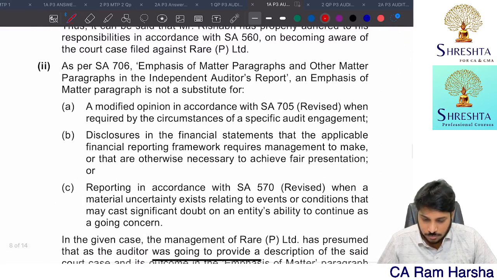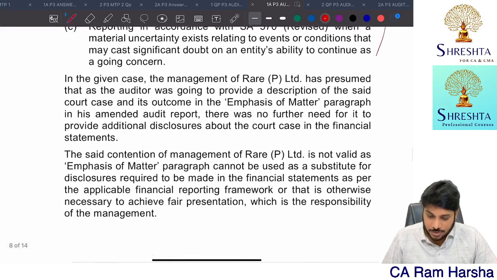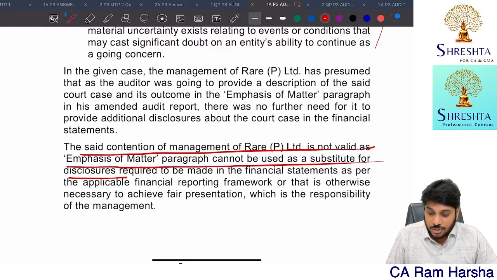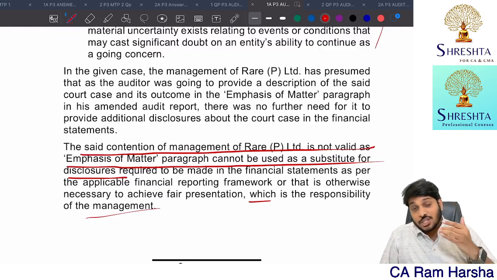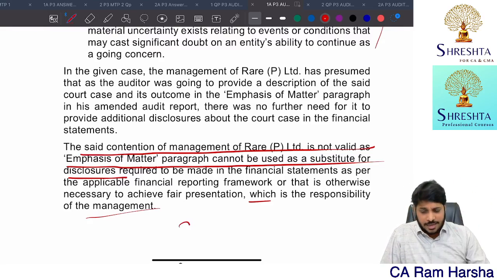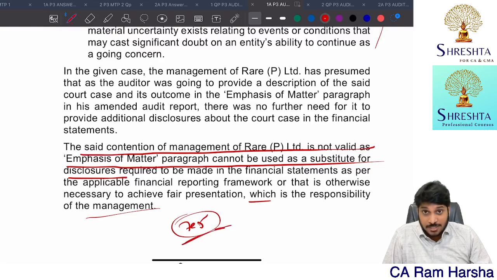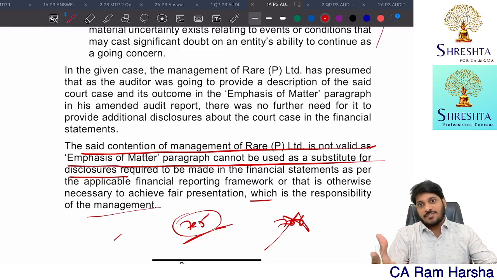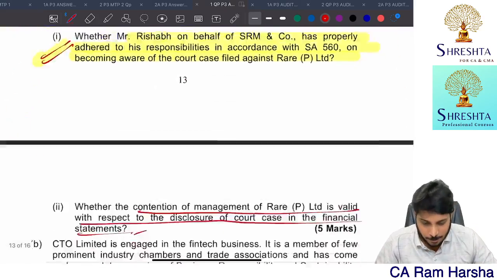The emphasis of matter is not a substitute. So the said contention of the company is not valid. The emphasis of matter paragraph cannot be used as a substitute. So management has to give full disclosure. If management does not agree, the auditor will modify his opinion as per 705. He will not be using 706. If at all management gives full disclosure, yes, the auditor can highlight it under 706. Next.